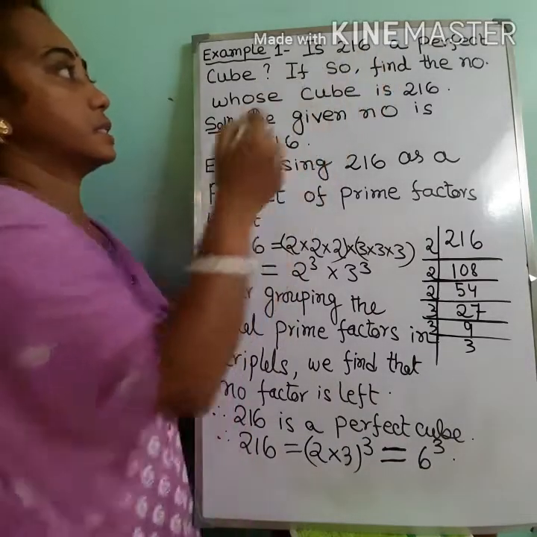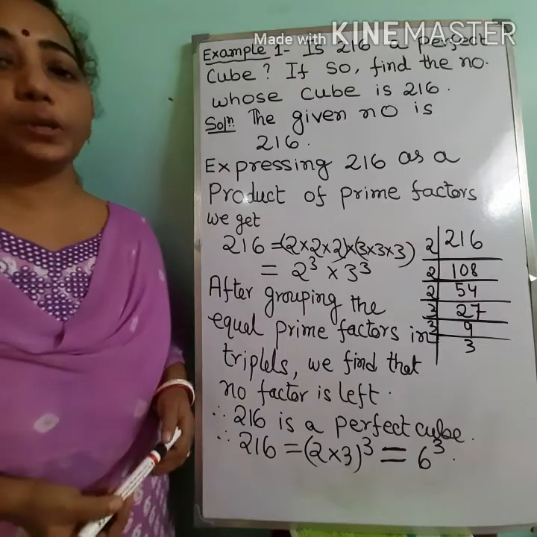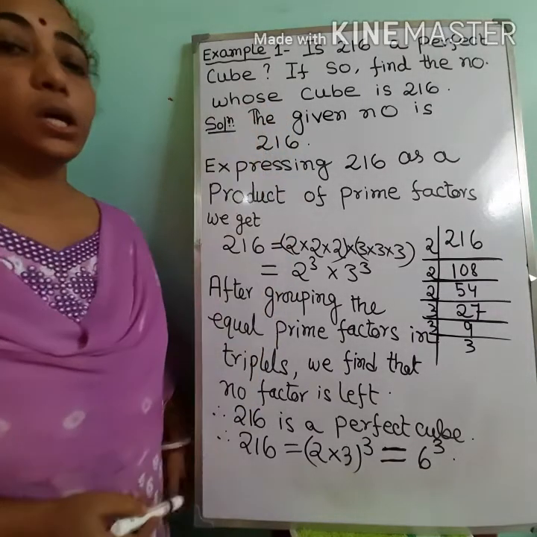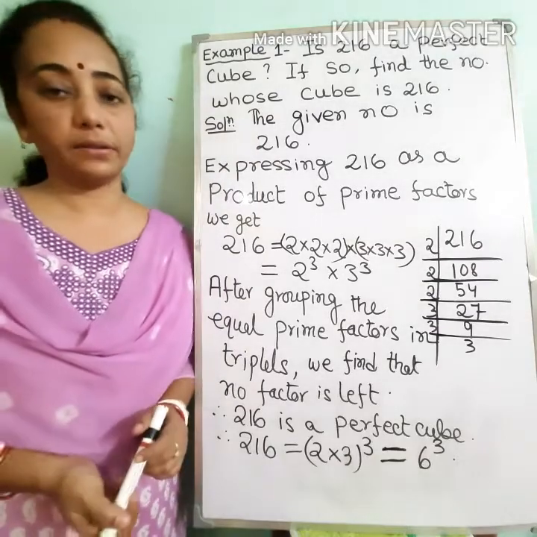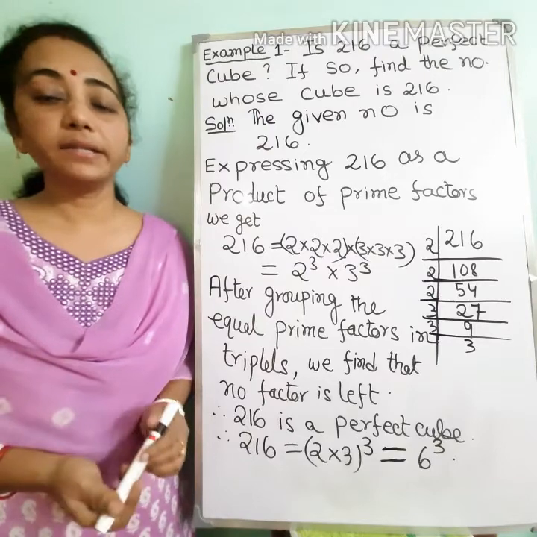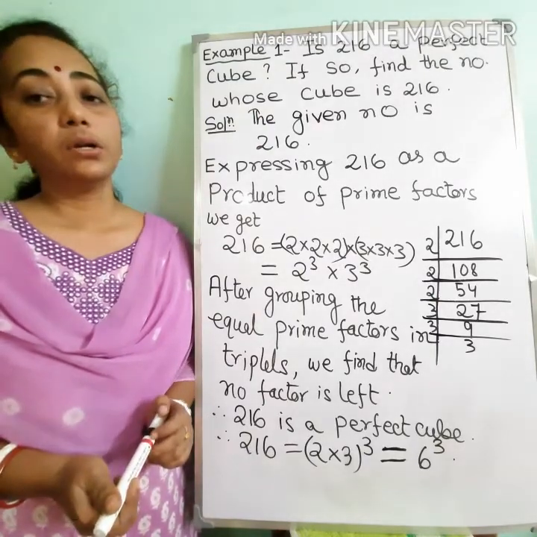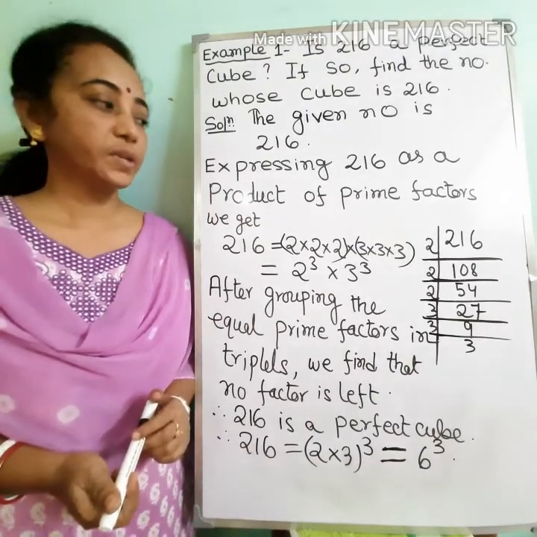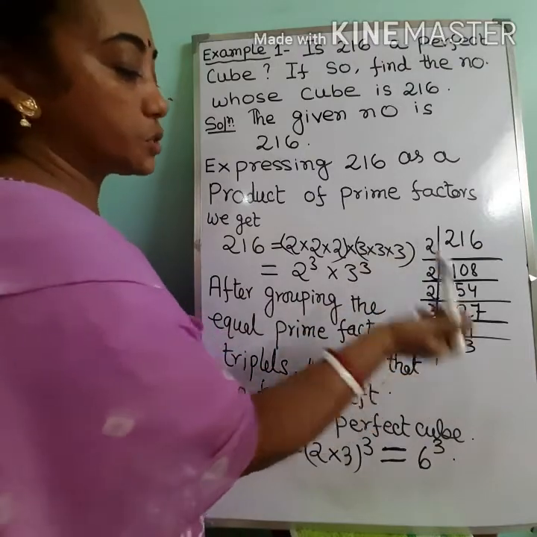Is 216 a perfect cube? If so, find the number whose cube is 216. Here the given number is 216. So expressing 216 as a product of prime factors. When we express the given number as a product of prime factors, that method is called the prime factorization method. Here already all possible prime factors of the given number are shown.